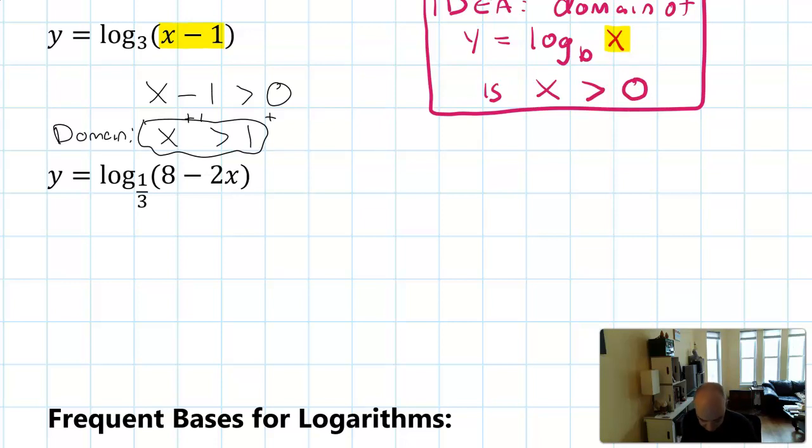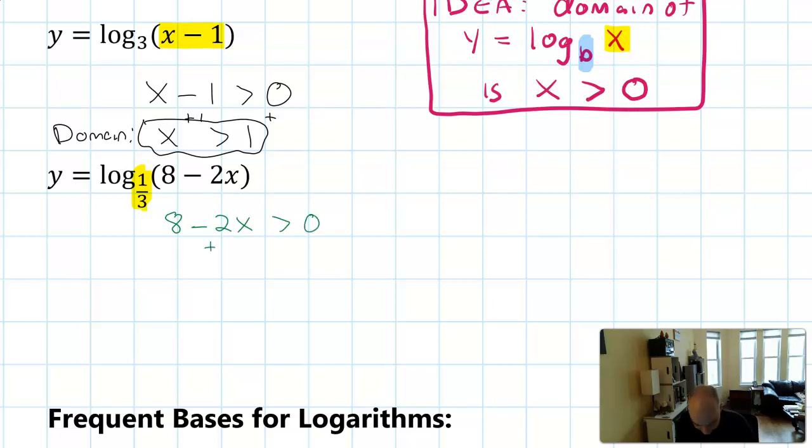What about log base 1/3 of 8 minus 2x? So first thing, don't be thrown off by that base of 1/3. Doesn't matter what the base is, right? This statement about the domain was true for any log of any base. So it doesn't matter that it's 1/3. You're going to do the same thing. Take the argument. Set that greater than, not equal to, but just greater than 0, and solve.